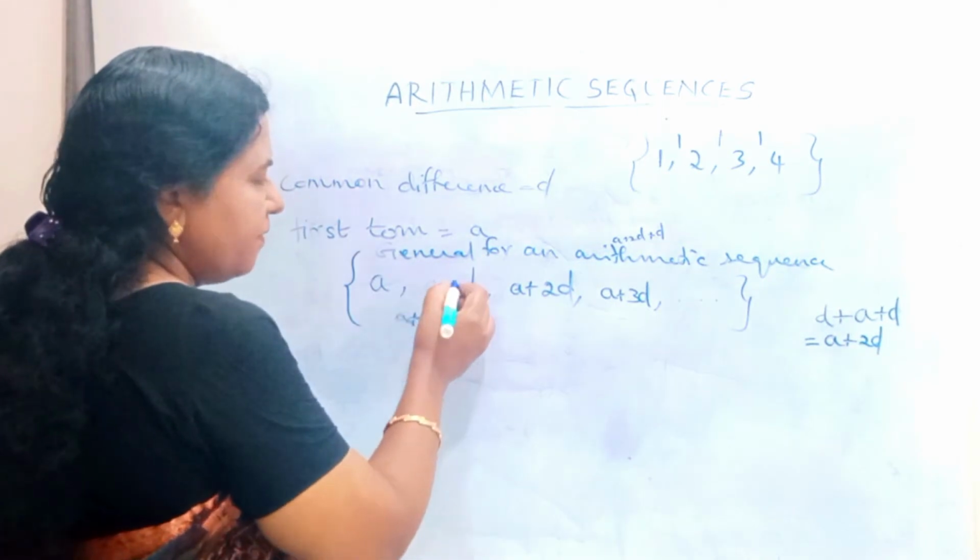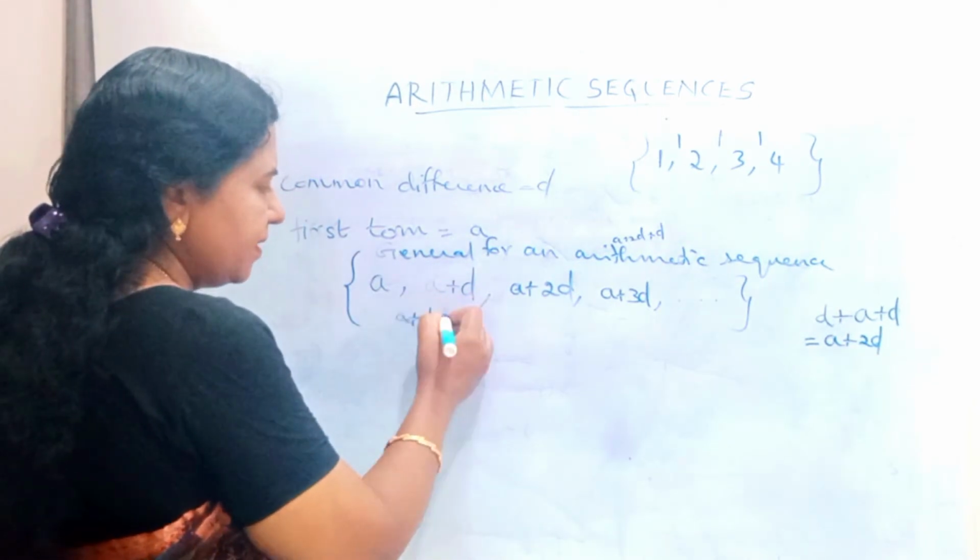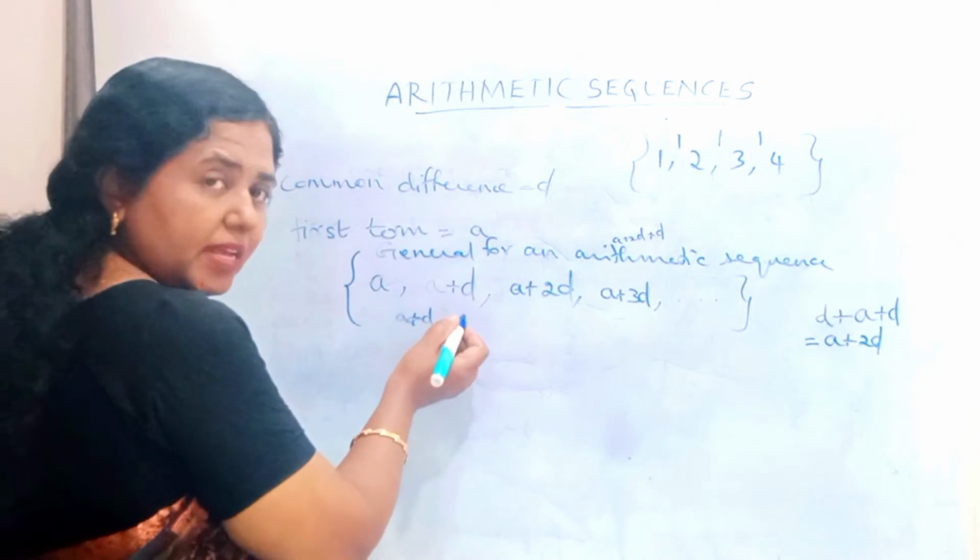Now here, when we are finding out the difference, it is a plus b minus a. So a minus a becomes 0.